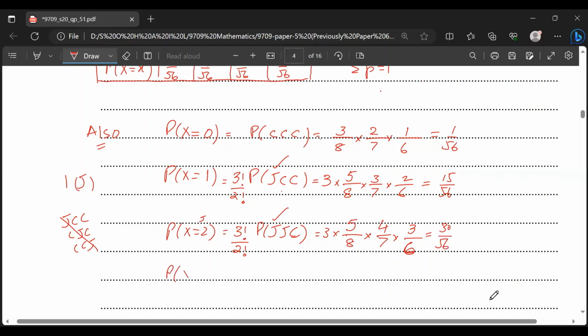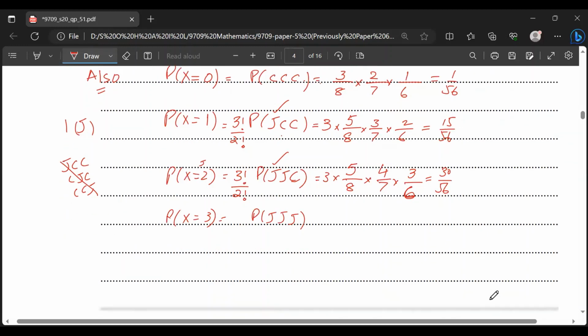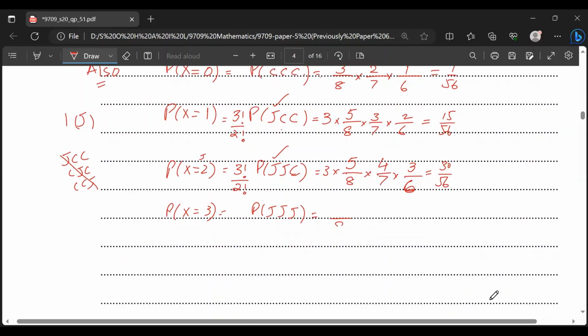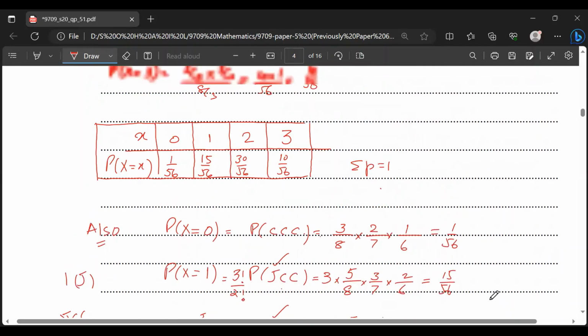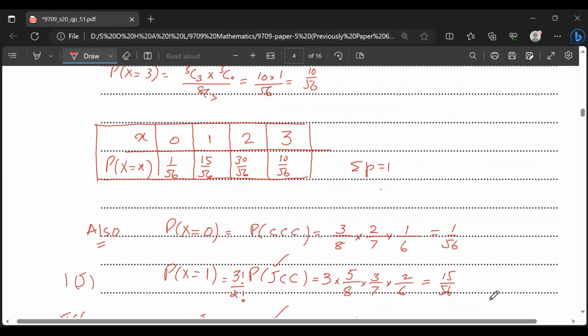And probability of X equals 3 jellies. Probability of J, first jelly is out of 8. The first probability of jelly for the first attempt is 5 over 8, then next is 4 over 7, then the next is 3 over 6. So the answer is 10 over 56. So the same answer as before. This is how you can complete this probability distribution table.